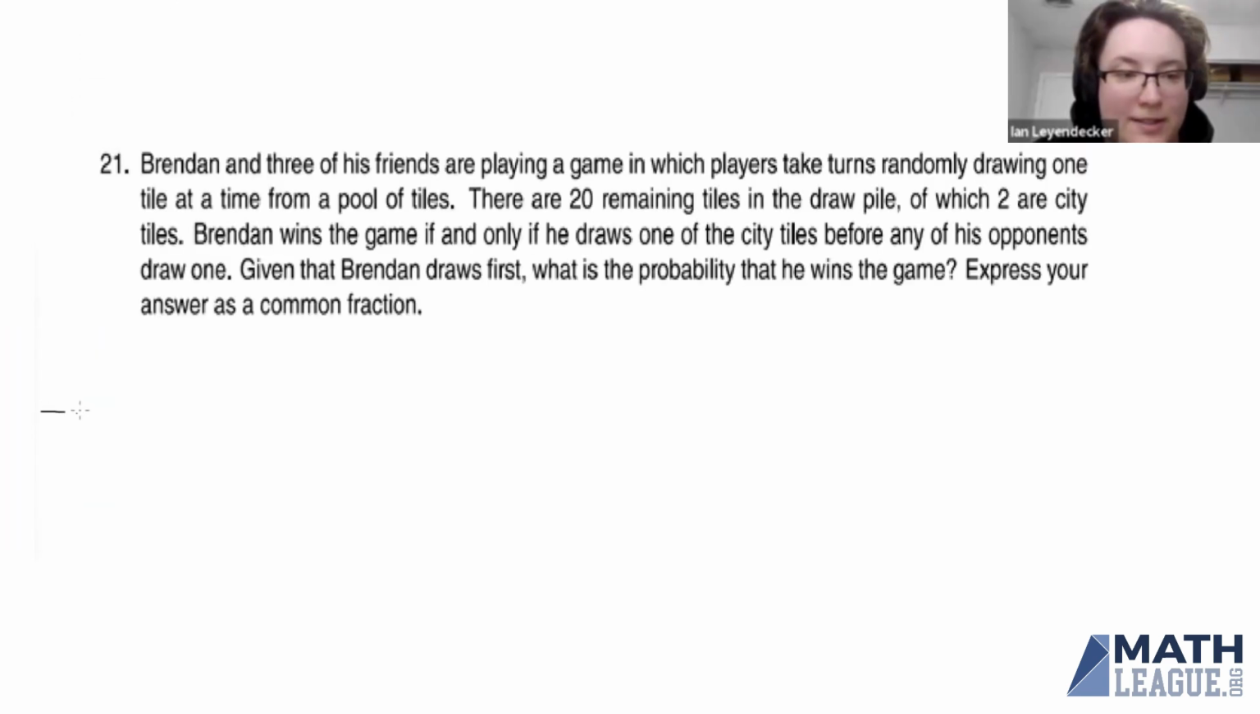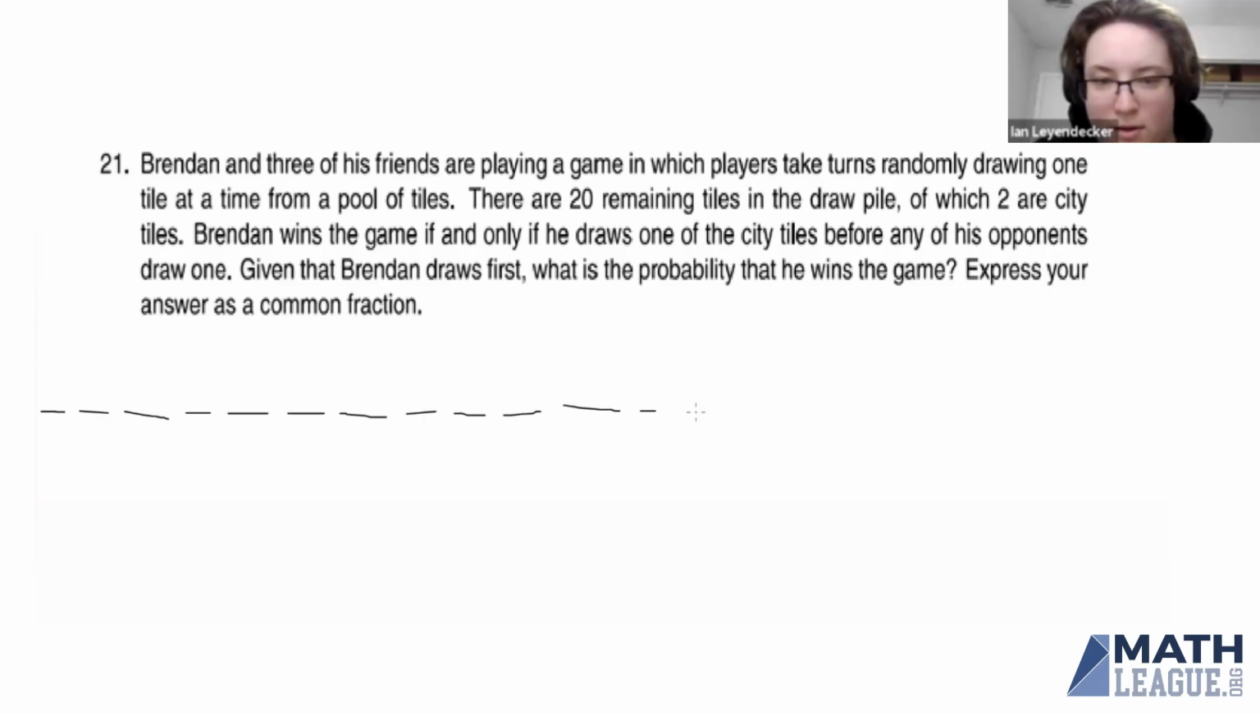Now, there are 20 spaces, and I know it might take a second, but I'm going to go ahead and draw out 20 spaces. Brendan and 3 of his friends, that means 4 players, are playing, and Brendan plays on the first turn, which means this is going to be person 2, 3, 4, Brendan again, 2, 3, 4, Brendan again, 2, 3, 4, Brendan again, 2, 3, 4, and Brendan again.